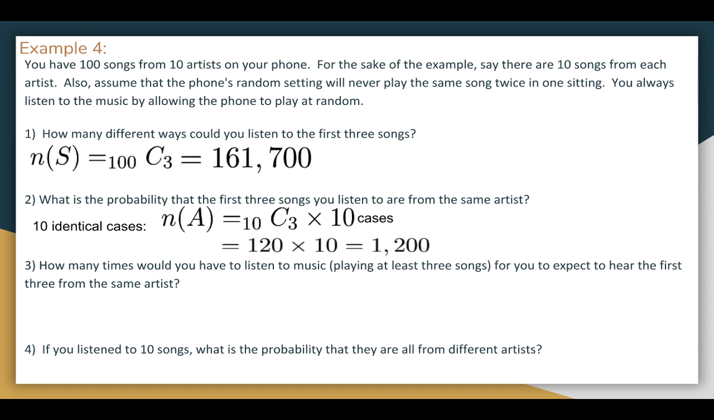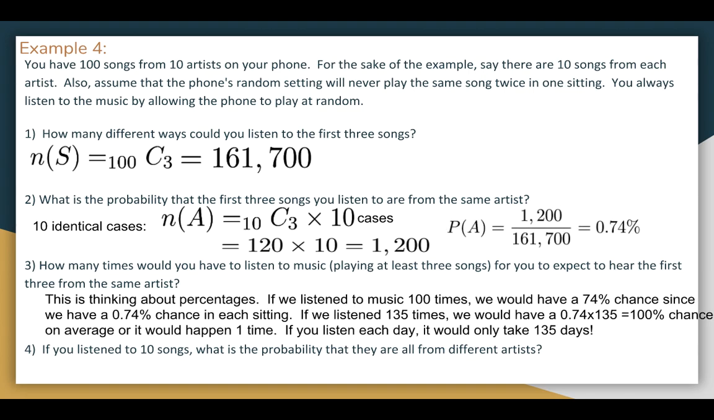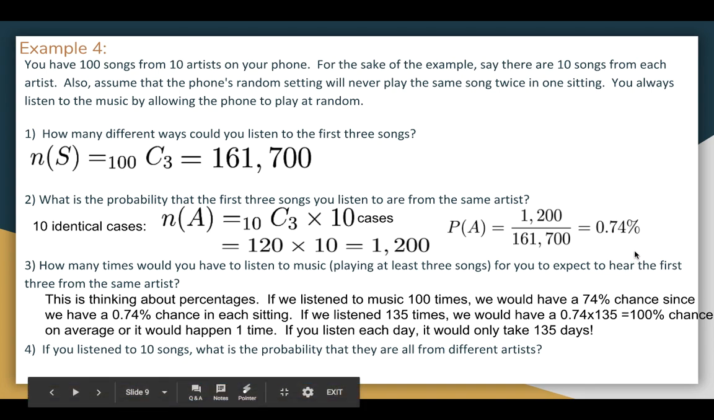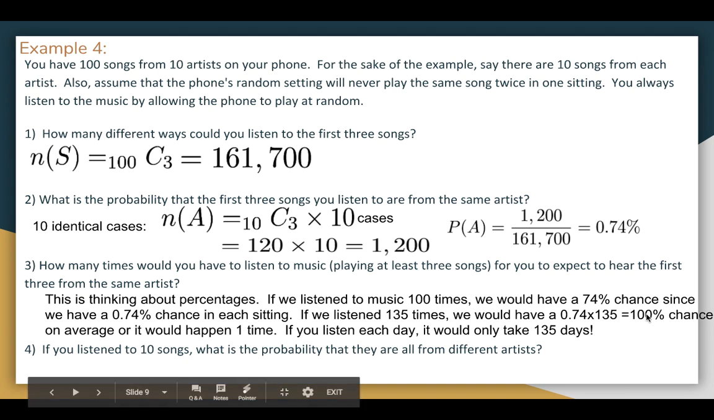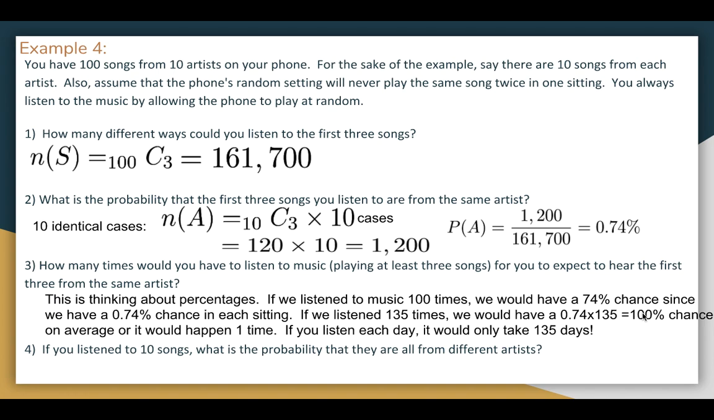And then how many times do you expect to hear this? It's based on the probability. If we listened once a day, for 135 days, if we multiply 0.74% by 135, we actually get 100% chance, so that would give us a 1 or 100%. So we'd expect 135 days for you to hit all the different possibilities, and so possibly hit 1 artist in the first 3 songs.